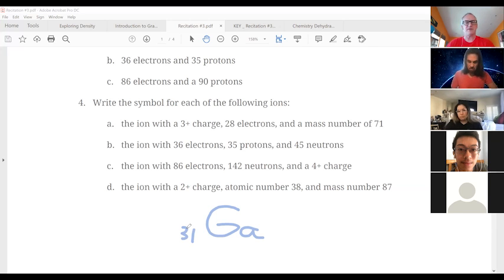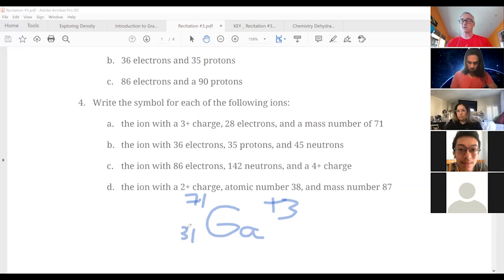Now it has a mass number of 71. Where do we put the 71? The top left. That tells us which isotope of gallium it is. And where do we put the charge? Top right. So this basically tells us everything we need to know.